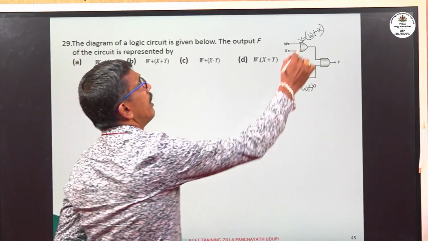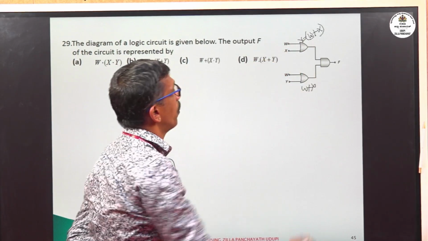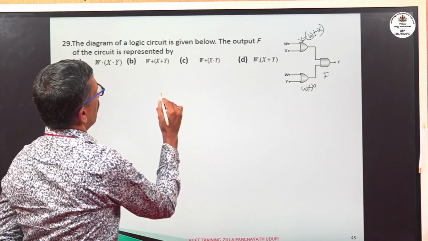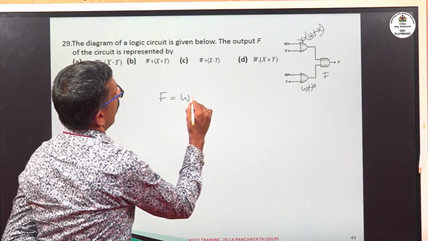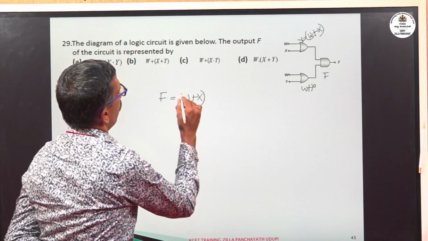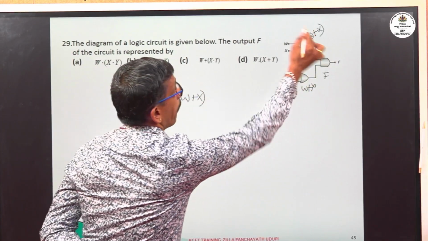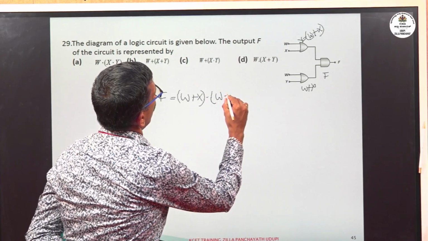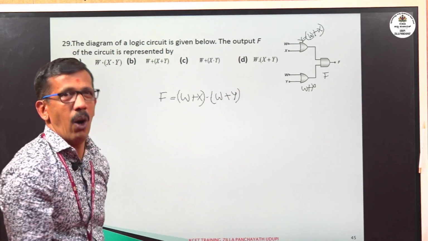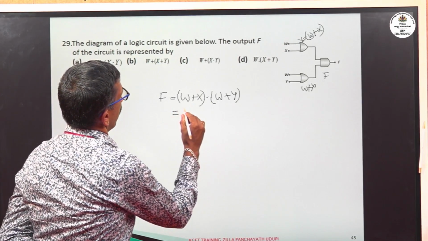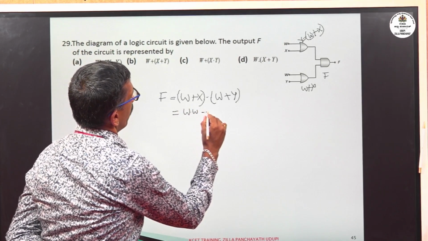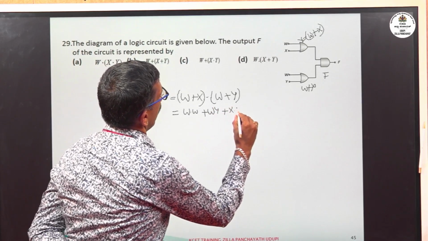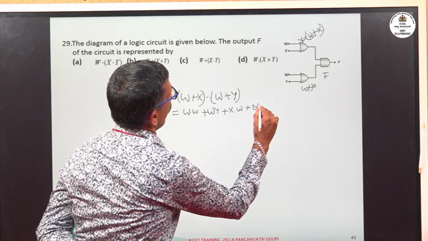Now these two outputs of the OR gates are given to the AND gate. So the output F is equal to the output of the upper OR gate, W plus X, into the output of the lower OR gate, W plus Y. If we simplify this, W into W plus W into Y plus X into W plus X into Y.